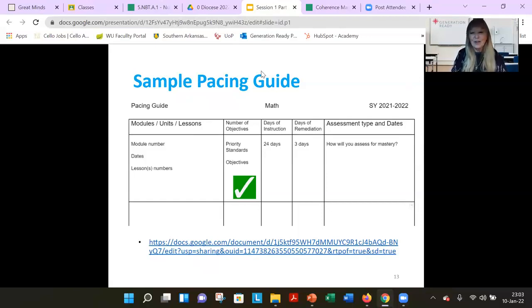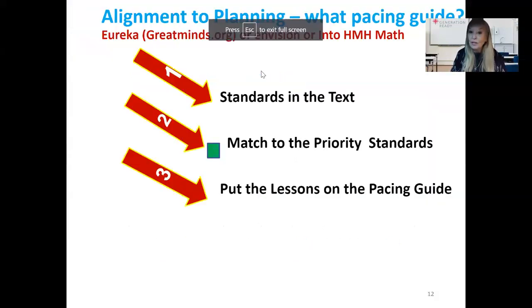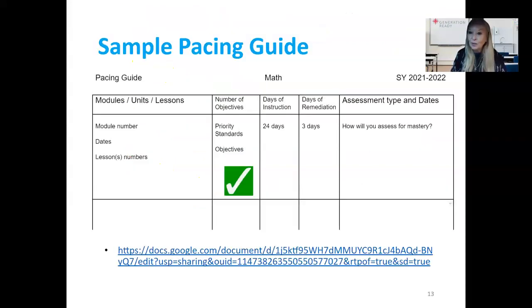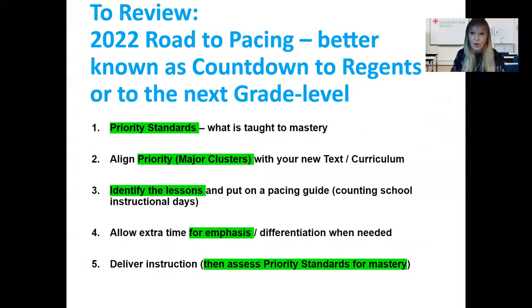All right. So you can have this and put your pacing guide together. So 1, 2, 3, standards, priority, lessons on the pacing guide, and that's what it looks like. All right. That's your charge.